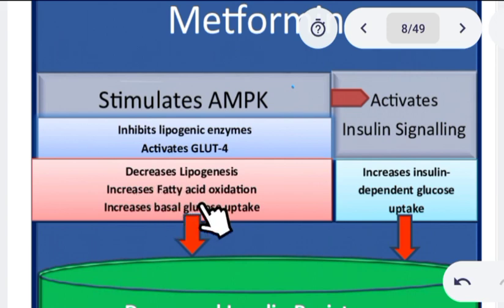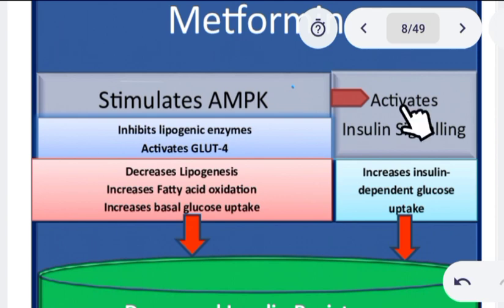Okay, since we cannot have glucose into the cell, what will happen is that fatty acid oxidation is going to increase. What is fatty acid oxidation? This is simply the breakdown of fats. So fats are going to be broken down so that we form acetyl-CoA, which will be used to form ATP. Okay. Then it increases basal glucose uptake. So it also increases the movement of glucose from the GIT into the circulation.